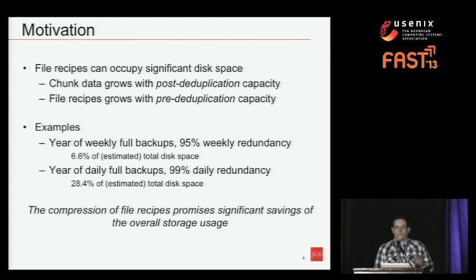Here are 2 examples with a back of the envelope calculation. To store 1 year of weekly full backups with something like 95% weekly redundancy, around 6% of the overall capacity of the system is used by file recipe data. But if you have more runs and a higher deduplication ratio, for example, with daily full backups and 99% daily redundancy, this can even grow to around 30% of the overall capacity. And this means that compressing file recipe data can lead to significant additional storage savings in deduplication systems.